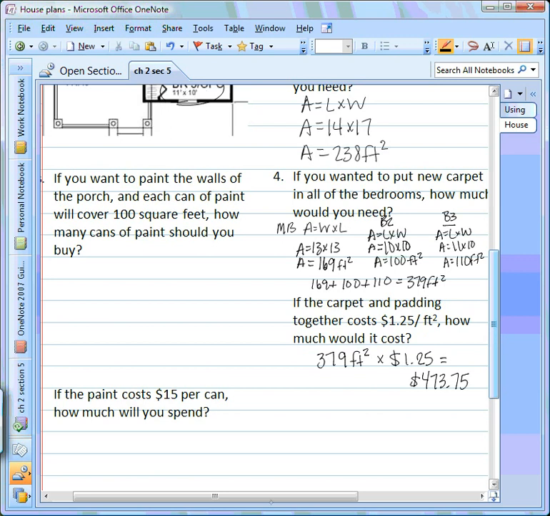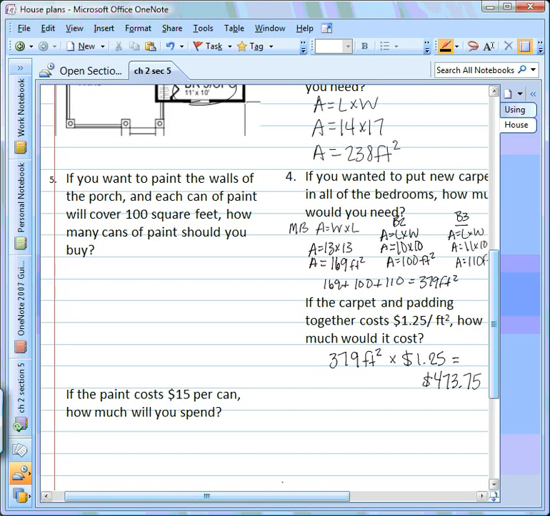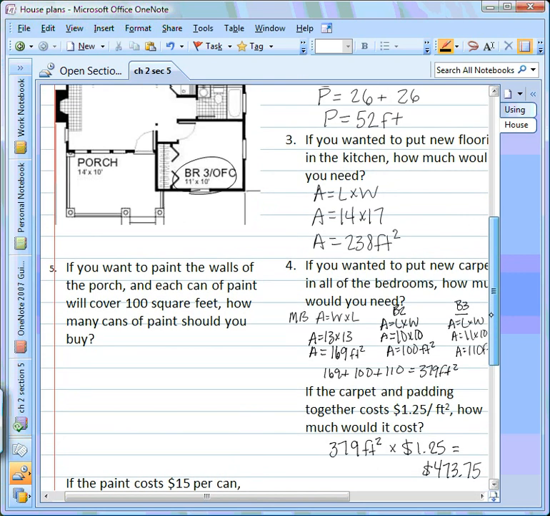Alright, now over here on the left we have another problem. Problem number 5. If you want to paint the walls of the porch and each can of paint will cover 100 square feet, how many cans of paint should you buy? Let's go up here and look at the porch. The measurements on the porch are 14 by 10. So we have to find out how much space is on each wall. We have 2 walls that are 14 feet across and 2 walls that are 10 feet across.